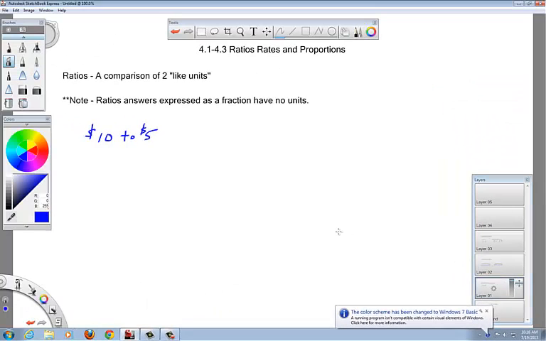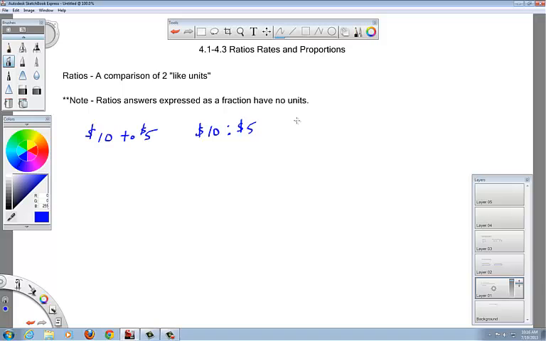First thing, talking about ratios. It's a comparison of two like units. My example for this is going to be dollars, $10 to $5. This is one way of expressing a ratio, $10 to $5. Another way would be $10 with a colon $5. But usually the book's going to ask you to express this as a fraction.